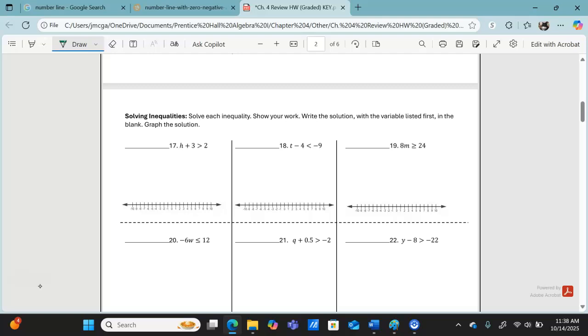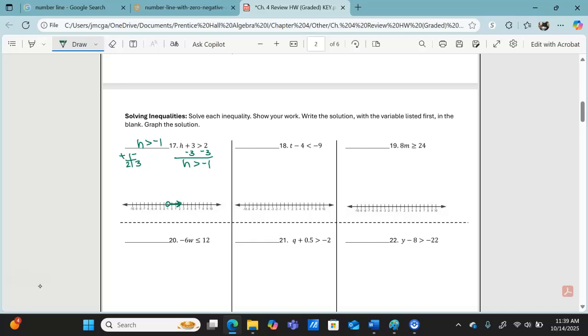Moving on to these, we're going to solve the inequality, showing our work, write the solution with the variable listed first in the blank, and then graph the solution. On this one, I need to subtract 3 from both sides because I have h plus 3, and the opposite of adding 3 is subtracting 3. And since we have a +2 and a -3, we find the difference and keep the sign of the larger. So it's h is greater than -1. So we're going to have an open circle at -1, and our arrowhead's going to go that way.